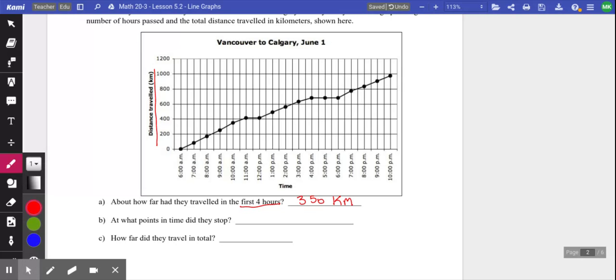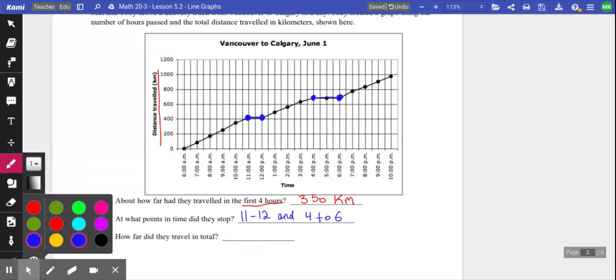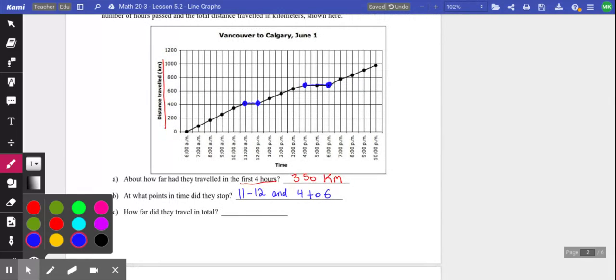Part B, what points in time did they stop? So when didn't they travel? If they stopped traveling, that means the graph would stop going upwards, right? So for instance, from here to here, they weren't traveling. And they also stopped traveling from here to here because the distance isn't increasing at all. So that means they stopped from 11 to 12 and they stopped from 4 to 6. So they stopped twice.